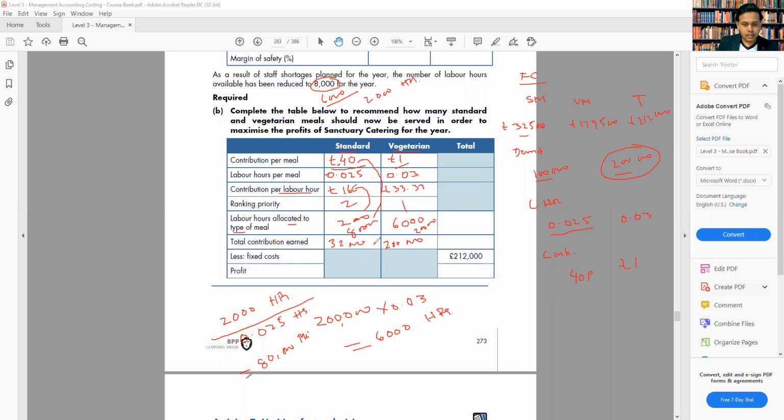And if I make a total of 32,000 plus 200,000, that will give me the total contribution, and that will be 232,000. And if I minus the fixed cost, if you remember the fixed cost here, 212,000. If I minus it from the contribution, the leftover will be the profit, and the profit will be 20,000.